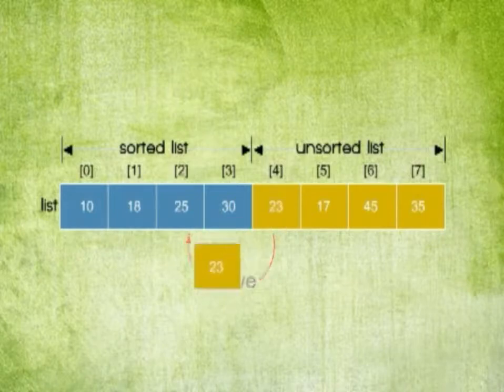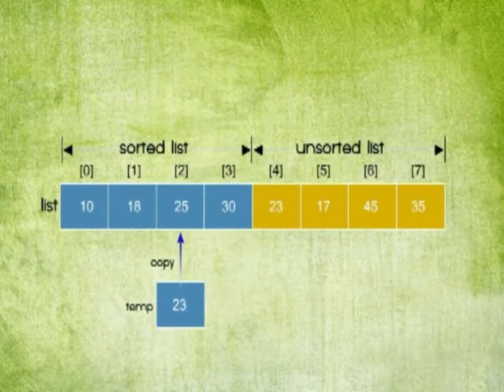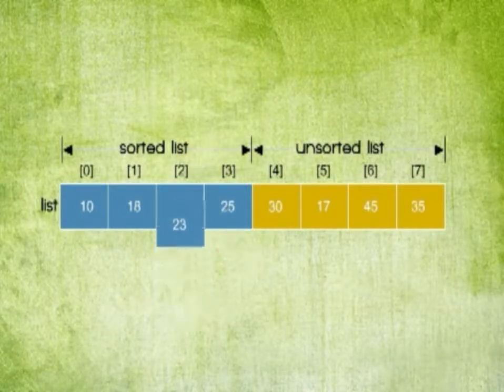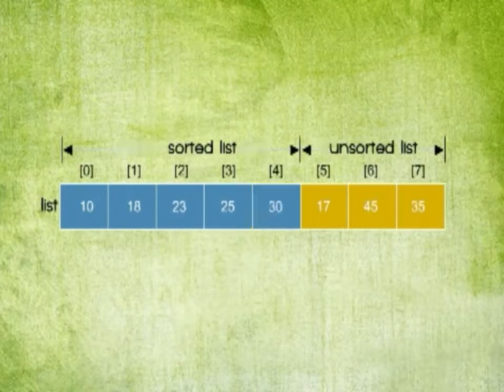So we will copy the fifth element of list into temporary memory space. And we will copy the fourth element of list into the fifth position, which is list 4. And the third element of list is in the fourth position, which is list 3. Copy temp into list 2. Now the elements from list 0 to list 4 are sorted, and the elements from list 5 to list 7 are unsorted. We will repeat this process on the resulting list until each element is in its proper place.